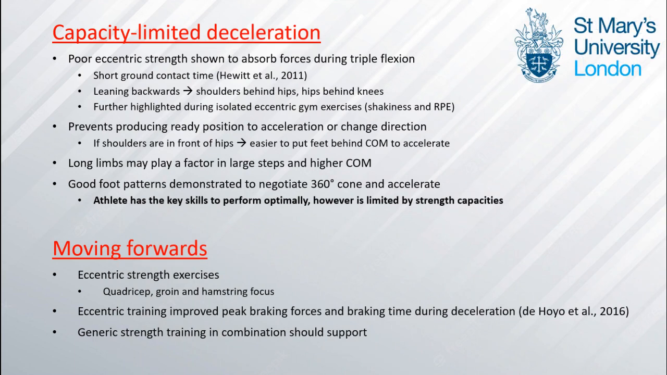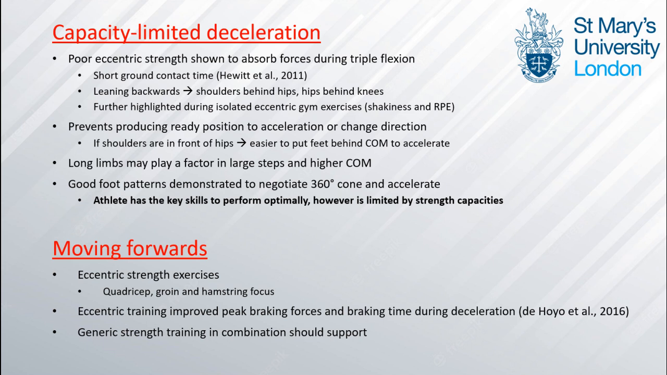Overall, poor eccentric strength was shown through leaning backwards and exercises in the gym, which prevents producing the ready position to accelerate or change of direction. If the shoulders are in front of the hips, it is easier to put the feet behind the centre of mass to re-accelerate. The athlete demonstrated good foot patterns, showing they have the key skills to perform optimally, however it is limited by strength capacities.